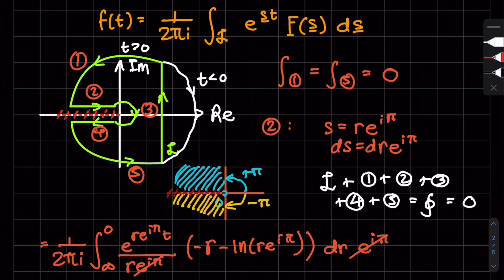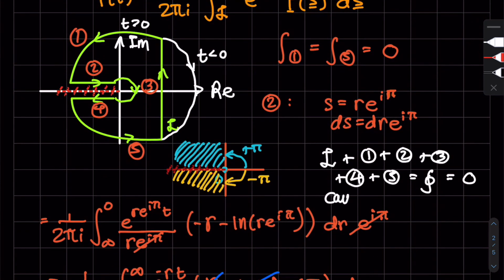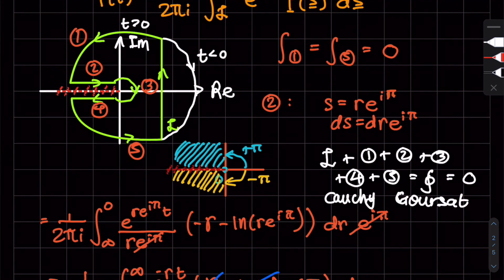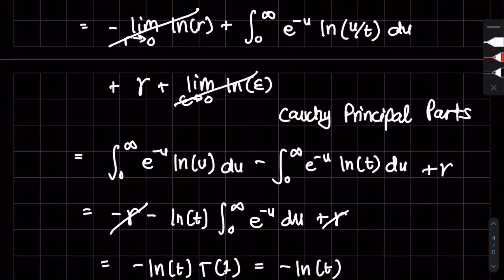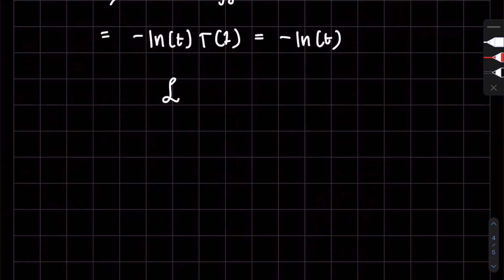So this is 0 by the Cauchy-Goursat theorem, which means L is just the negative of, we know part 1 is 0 and part 5 is 0, 2 plus 3 plus 4. L is negative of 2 plus 3 plus 4 by Cauchy-Goursat. So L, that's what we wanted, is equal to minus the integral over those bits, which we calculated to be minus natural log of t. So we just get a natural log of t.